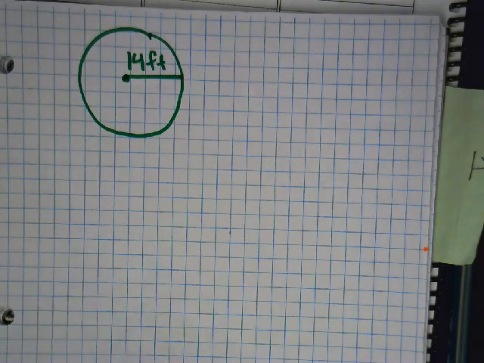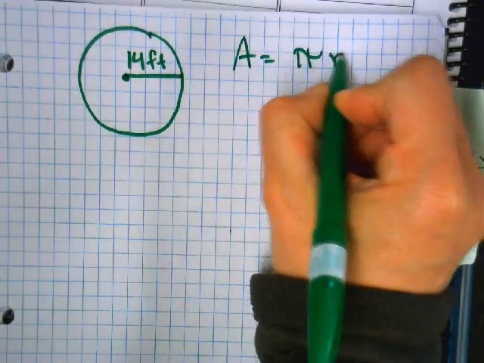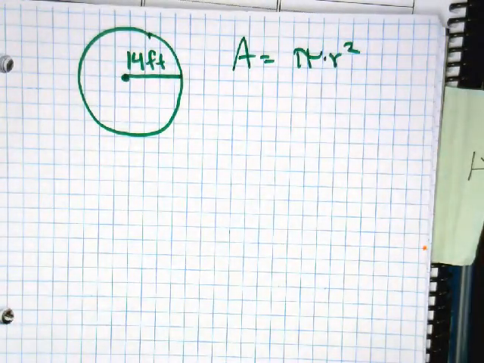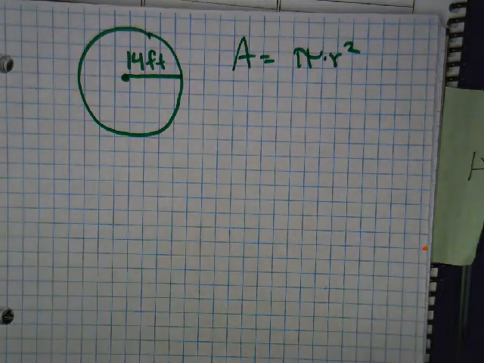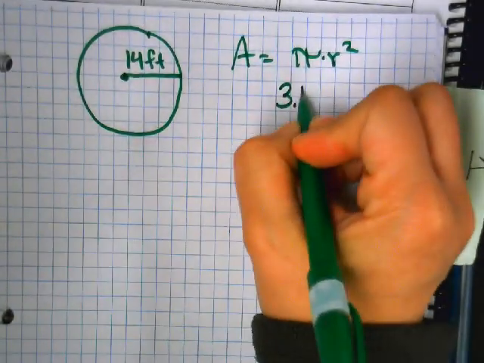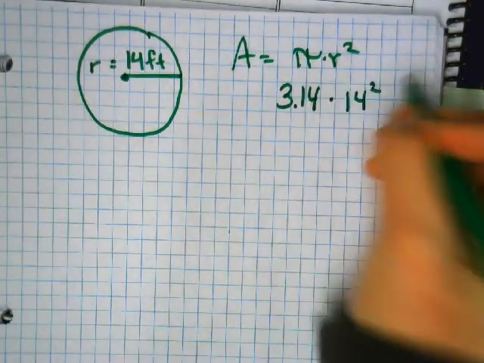All right, what's the formula for area? Area equals pi times radius squared. Good. Do I give you the radius or do I give you diameter? The radius. So we're going to use it. 3.14, because this is radius, times 14 squared.